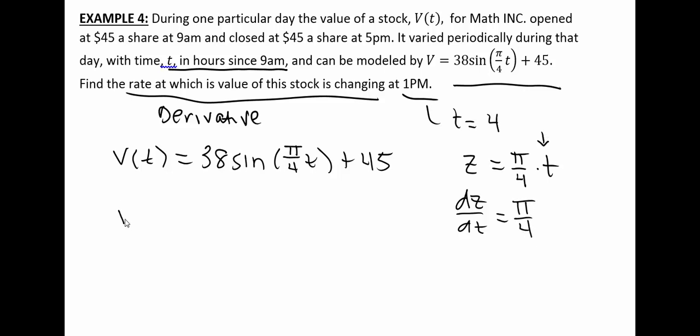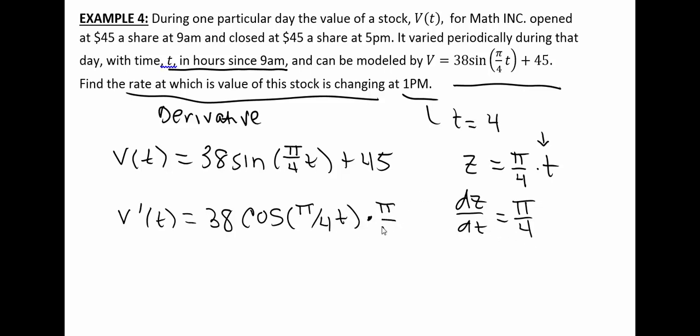So now, to get my derivative, I have to use a couple rules. The first is the constant multiple rule. So the 38 is going to carry. The derivative of sine z is cosine of z, where my z is pi over 4 times t, times dz dt, which is pi over 4. And then I go to my next term. These two terms are separated by addition, and so I treat the 45 separately. The 45 is a constant, so when I take the derivative, I just get 0.